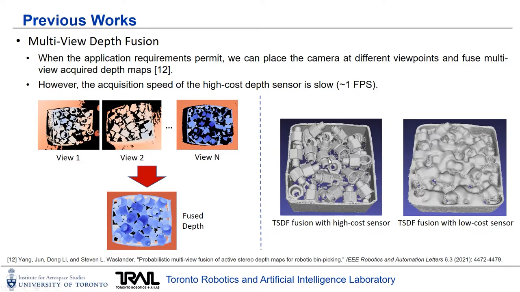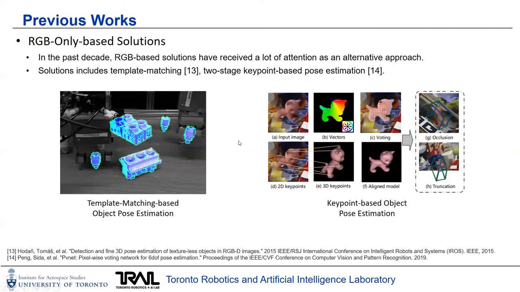On the left side is the fusion result from a high cost industrial camera, which can exceed $10,000. And on the right side is a depth fusion using a very low cost RealSense camera with probably only $200. But we can see that using this low cost sensor, the depth fusion from multiple viewpoints, the quality is still quite bad. Which means that using depth fusion, the quality is still bounded by the per frame depth measurement. Because of all these problems, that brings the opportunity for RGB based approaches.